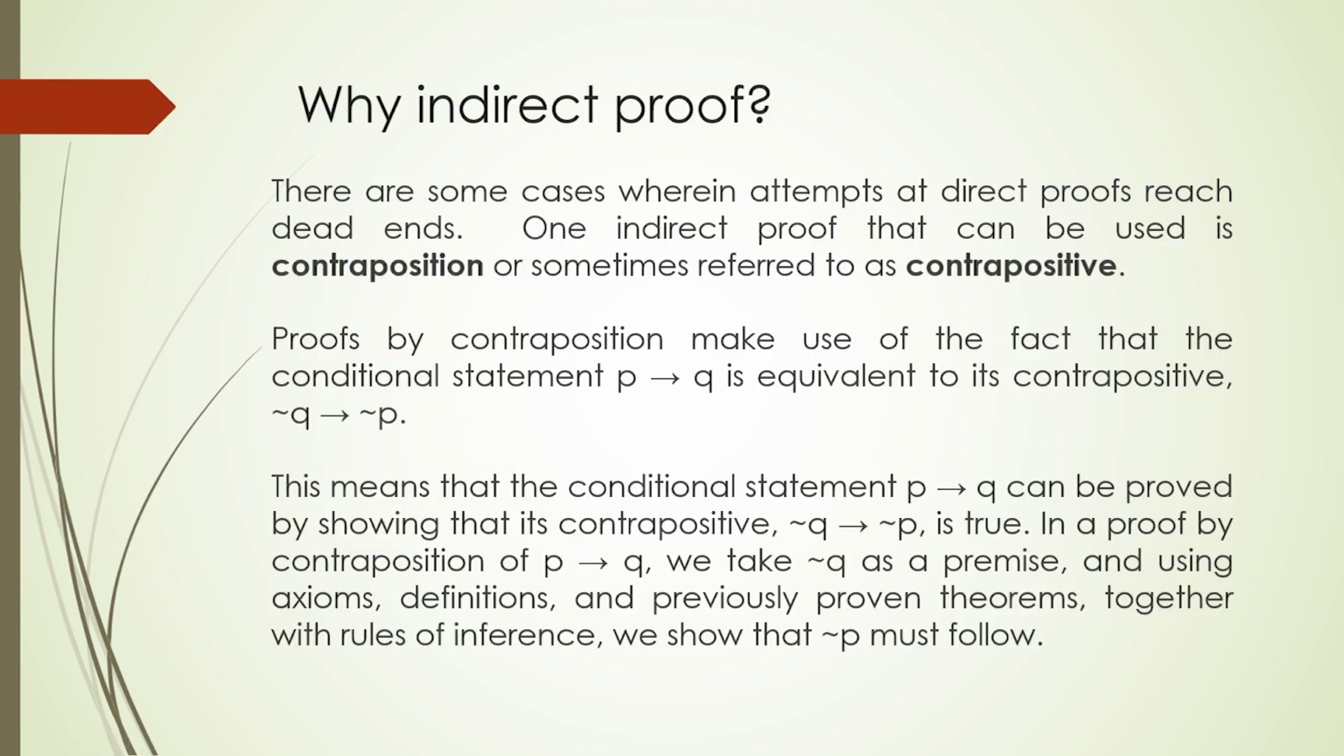Why indirect proof? There were some cases when we do direct proof that we actually reach a dead end. We cannot proceed anymore because we cannot apply the rules of math, the different definitions, postulates, axioms, and theorem. And the only way that we can prove that particular case is by indirect proof. And one of the indirect proofs, as I have mentioned, is contraposition.